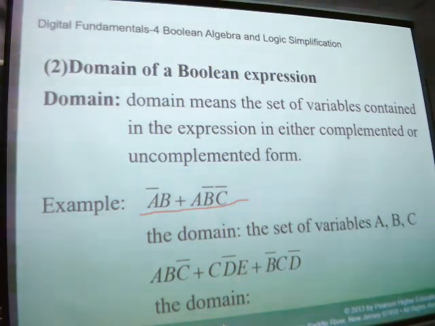And this expression: A B C bar plus C D B bar E plus B bar C E D B bar. What is the domain? How many variables are in the domain? Five variables. A, B, C, D, E.